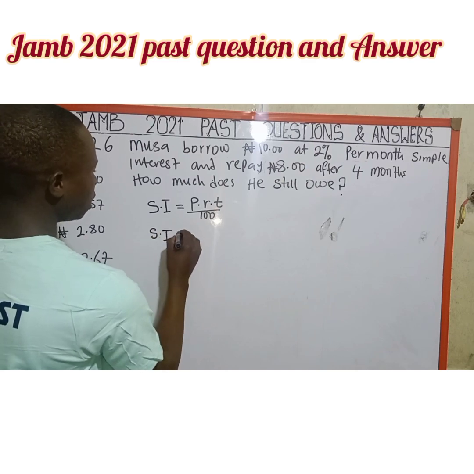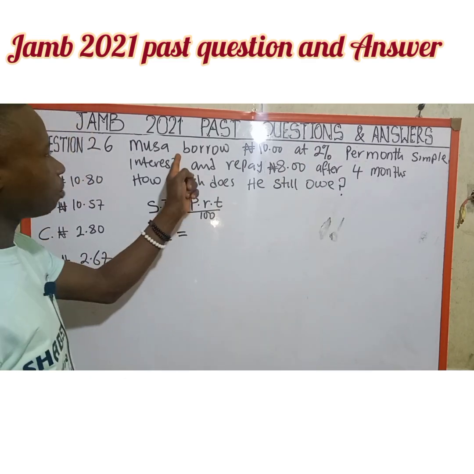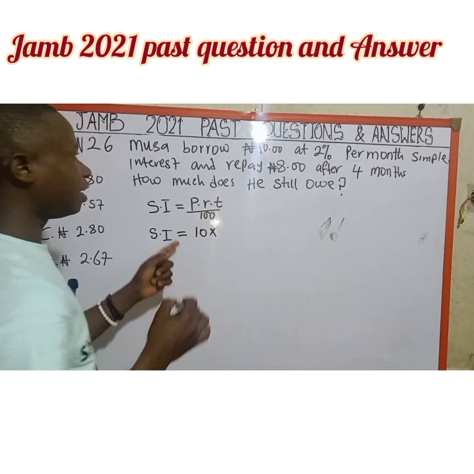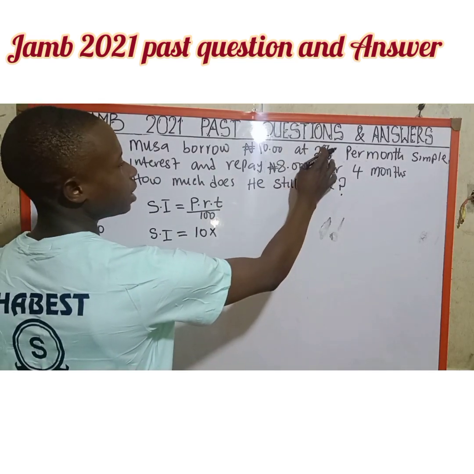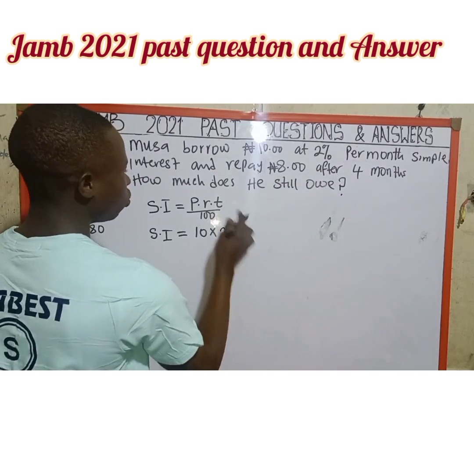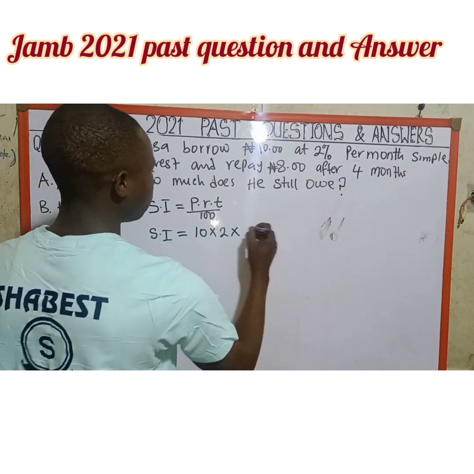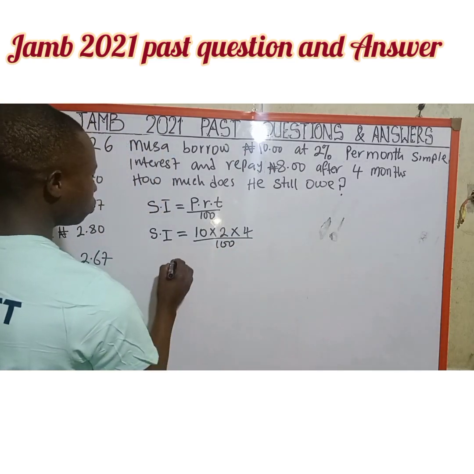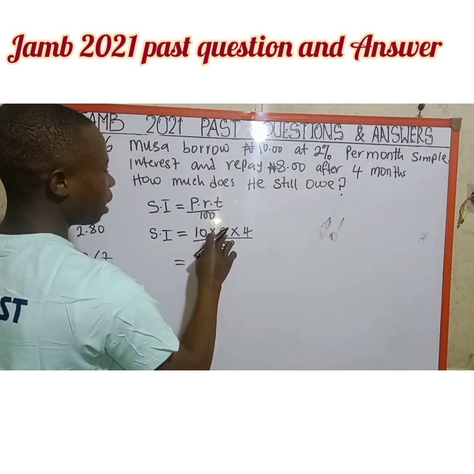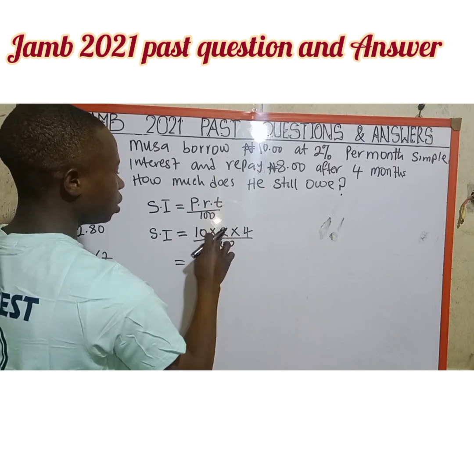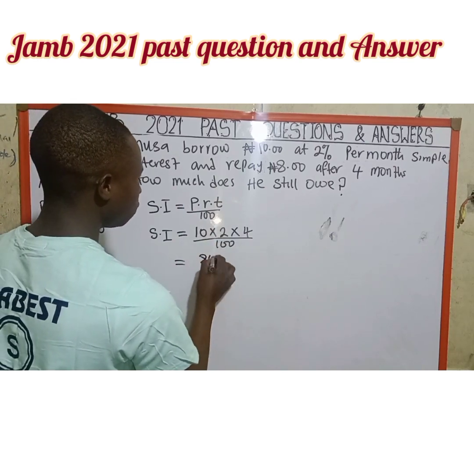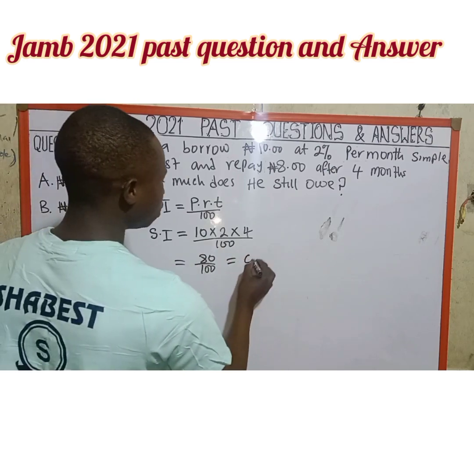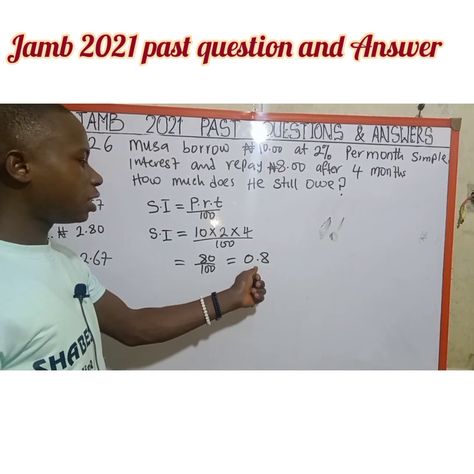So we have SI will be equal to the principal. This is the money that Musa borrowed, which is 10 naira. So we are going to have 10, then multiply by the rate. At what rate? We have 2% rate, so multiply by 2, then multiply by time. 4 months is my time here, so multiply by 4, then over 100, which is constant. So the simple interest will be 10 multiplied by 2 is 20, then 20 multiplied by 4 is going to give me 80 over 100. If you divide 80 by 100, it's going to give me 0.8. So 0.8 is the simple interest.